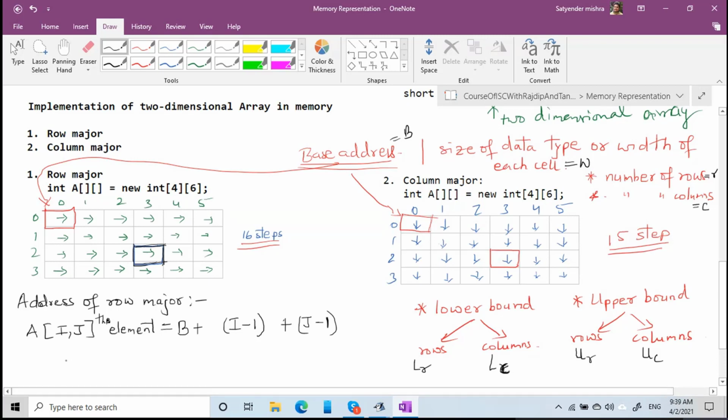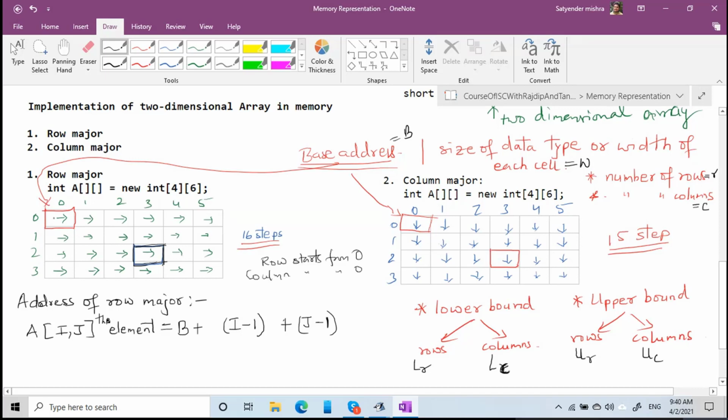So this is the thing, right? If I am talking about 3, 4, that means I am talking about 2, 3, right? According to Java, because here the row starts from 0, and the column also starts from 0, right? So that is why we have to do -1, okay?